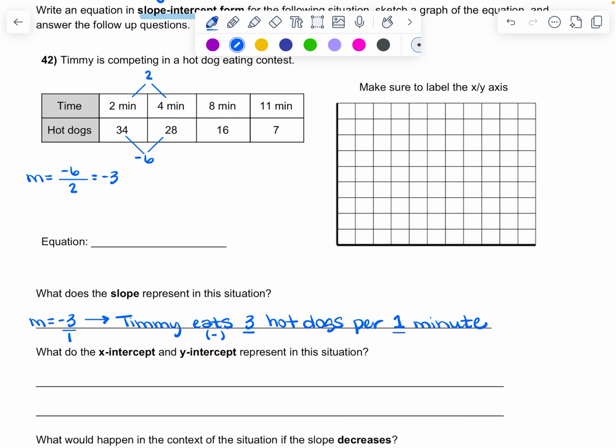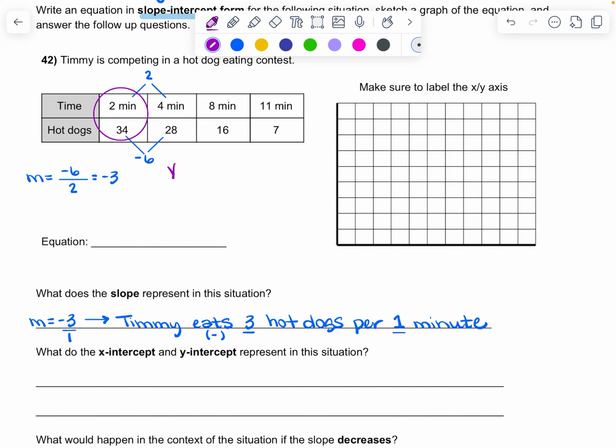Okay, now we need the y-intercept. Well, unfortunately, they didn't give us the y-intercept. So you can figure it out, obviously, by working backwards in the table, because clearly if you go back another 2 minutes, you're going to hit 0. So you should be able to go back another 6 hot dogs, and you're like, oh, 40. If that doesn't make any sense to you, that's okay, right? Just do point slope form, right?